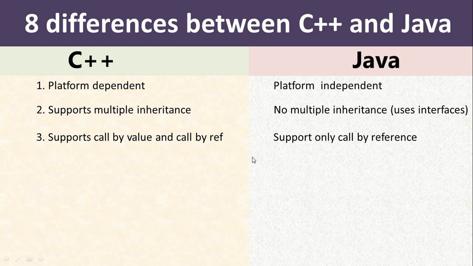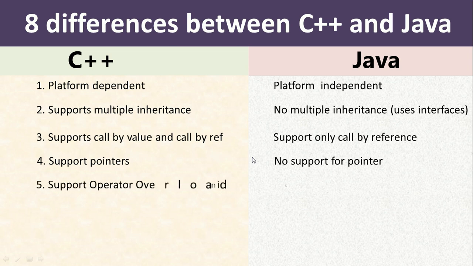C++ supports call by value and call by reference. Java supports only call by value. Now, this is also important. C++ supports pointers. So in C++, you can define pointer variables and use pointer variables in your code. Remember, pointers are addresses to variables, not actual variables, but pointers hold the address of these variables. So C++ supports pointers, Java does not.